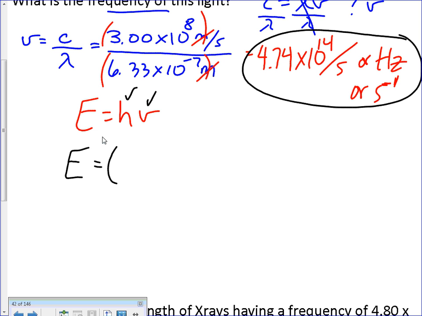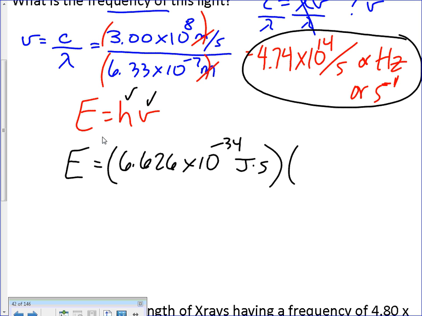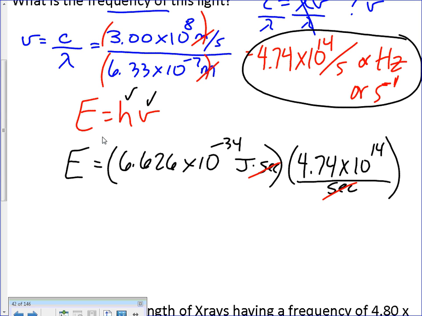Energy is equal to, what's Planck's constant again? 6.626 times 10 to the negative 34th joule seconds. We're going to multiply that by the frequency. I'm going to write it as per second so you can see the cancellation of units a bit better: 4.74 times 10 to the 14th per second. So what unit cancels? Seconds, and that should 100% make sense. What should energy be expressed in? Joules, and that's the only thing we've got left, right? Yay, that's good.